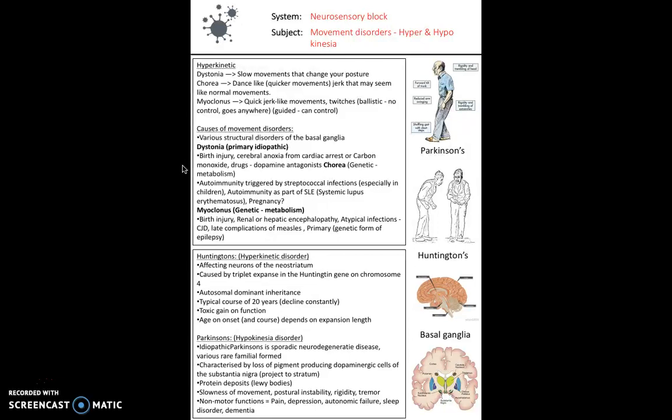So it used to be called Huntington's chorea. Chorea refers to a jerky or involuntary movement. Huntington's is an inherited disorder causing progressive damage to the basal ganglia and cerebral cortex. So it's to do with movement. Okay. Dystonia is slow movements which change your posture. Chorea is dance-like quicker movements, like jerks, as we previously said, and myoclonus, which is a quick jerk-like movement or a twitch.